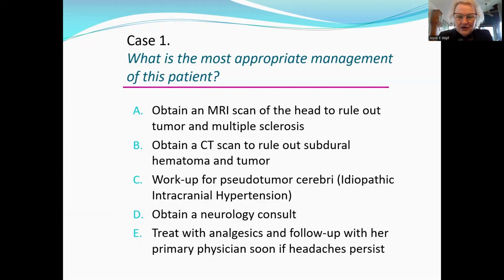A, obtain an MRI scan of the head to rule out tumor and multiple sclerosis. B, obtain a CT scan to rule out subdural hematoma and tumor. C, work up for pseudotumor cerebri, which is now termed idiopathic intracranial hypertension. D, obtain a neurology consult. E, treat with analgesics and follow up with her primary physician soon if headaches persist. So which of those do you want to do?